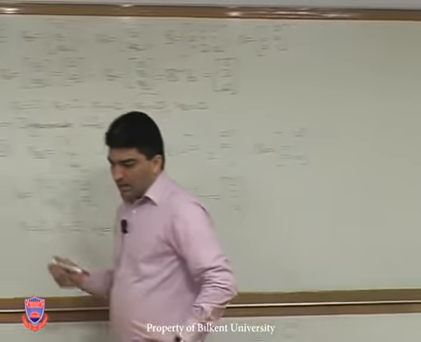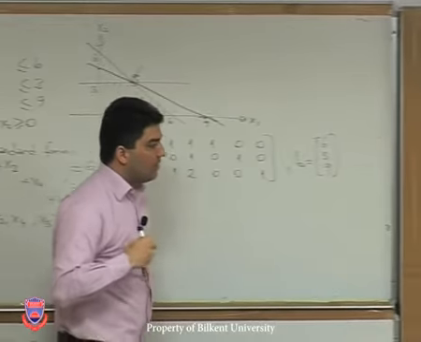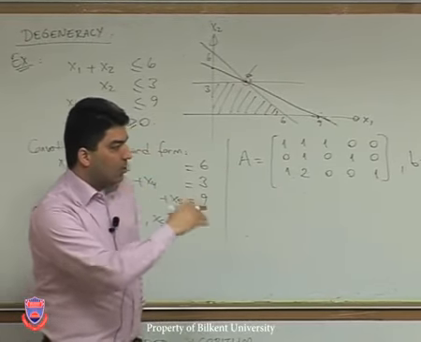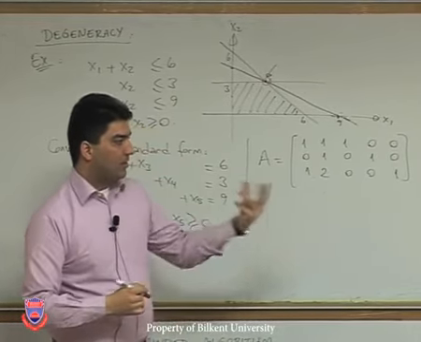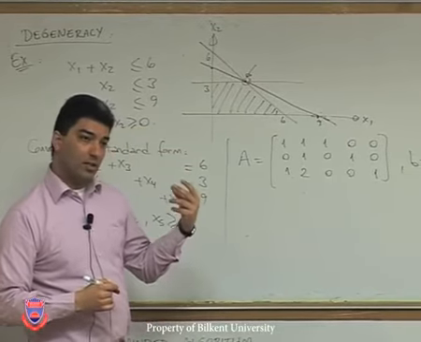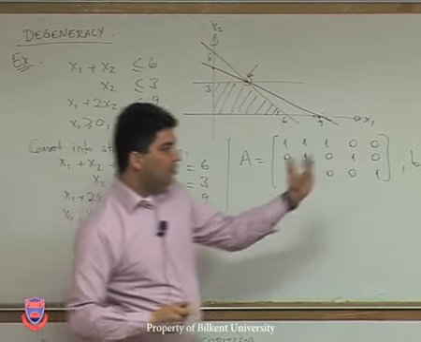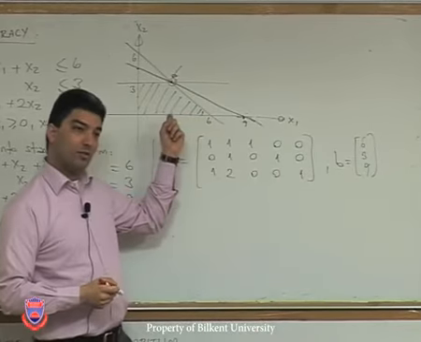Unlike the previous example, in which all basic feasible solutions correspond to a different corner point, if you have degeneracy, then different choices of basic variables may give you the same corner point.